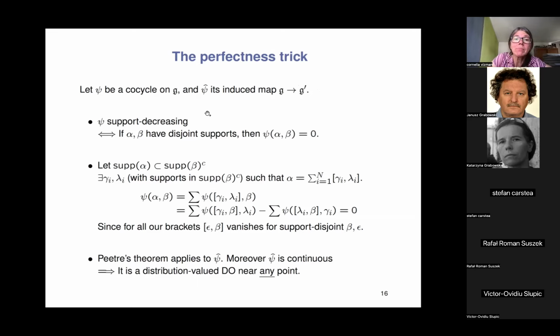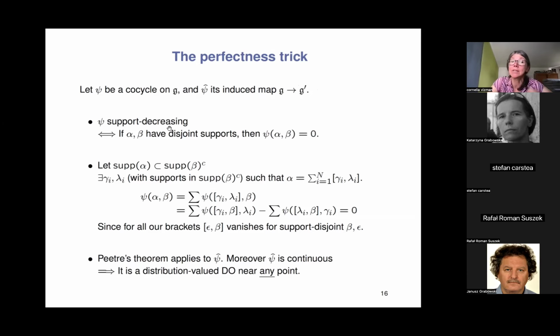And this psi is support decreasing if, so the two-cocycle we can call it support decreasing if for alpha, beta having disjoint supports, psi of alpha, beta is 0, because then if we go to psi hat, we will get that psi hat is support decreasing, and we can apply Peter's theorem to psi hat.